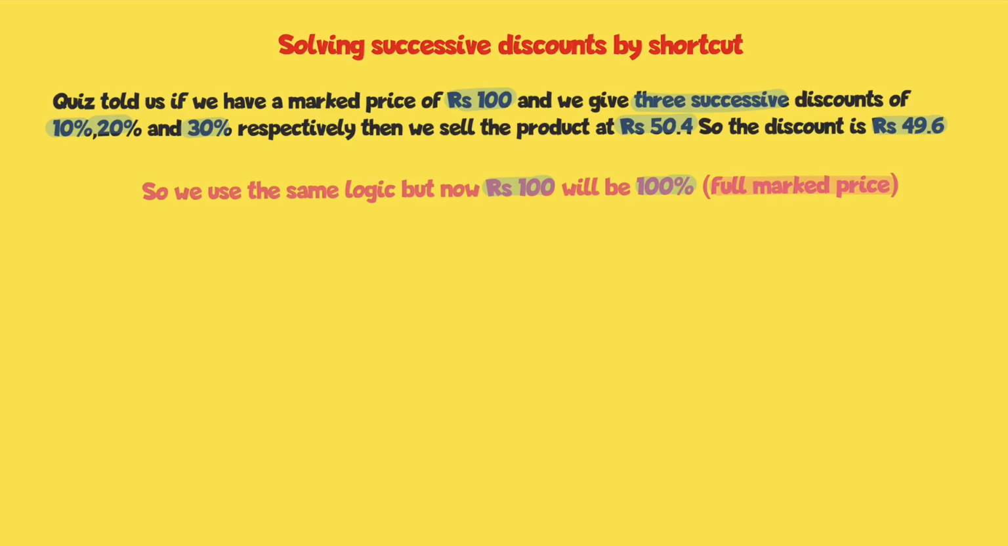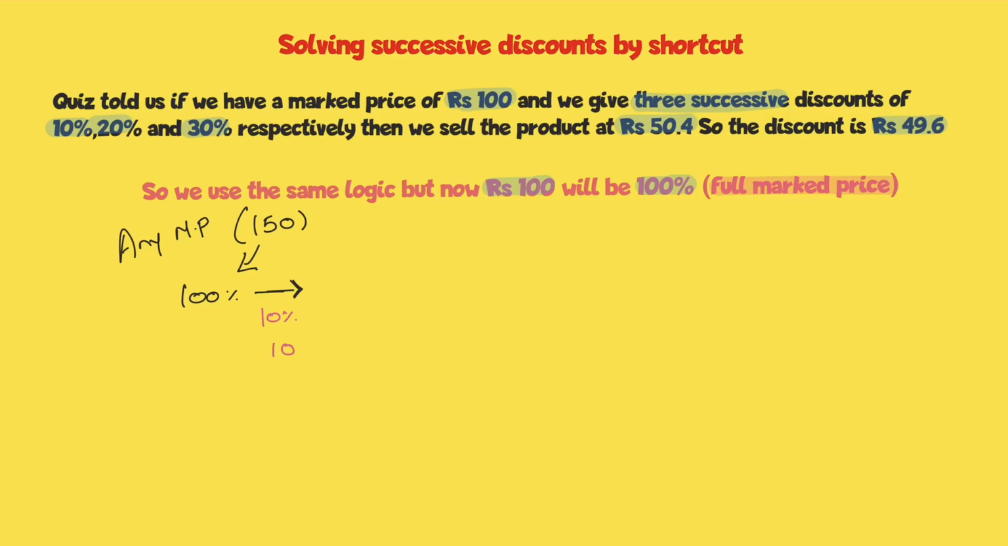What is the meaning of this? What are we trying to do? Say I give you any mark price. Earlier we used rupees 100, now I'll give you any mark price. Say, for example, the mark price is rupees 150, and I'm telling you to assume this to be 100%. What is the meaning of this? This is the full mark price, 100%, the complete mark price that I'm using for the problem.